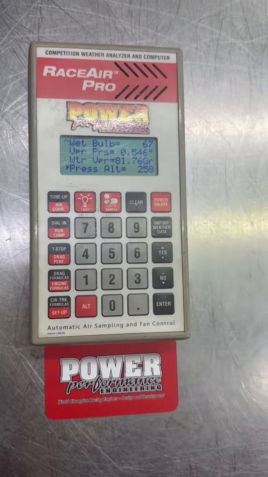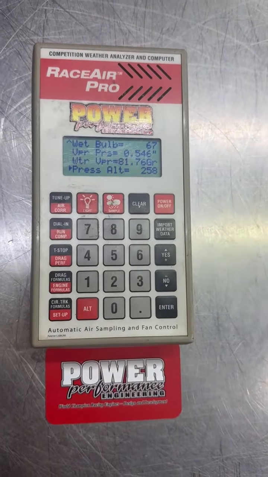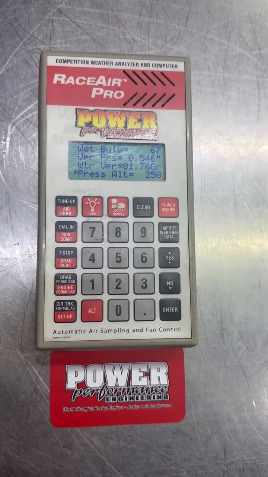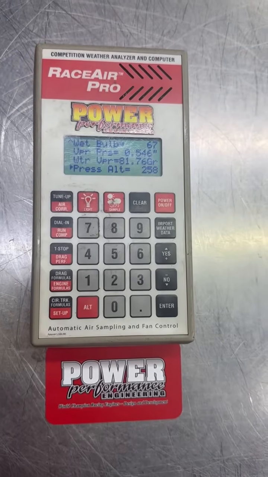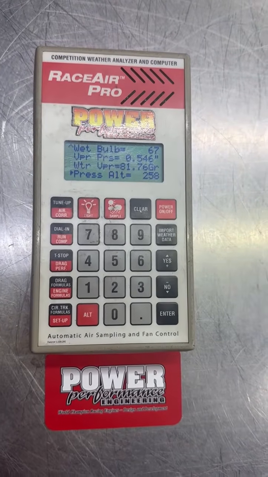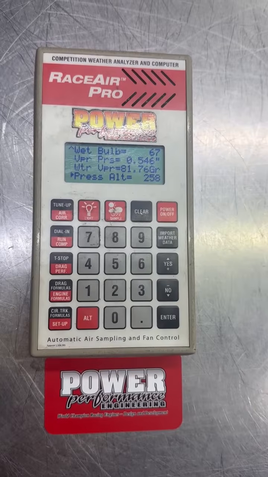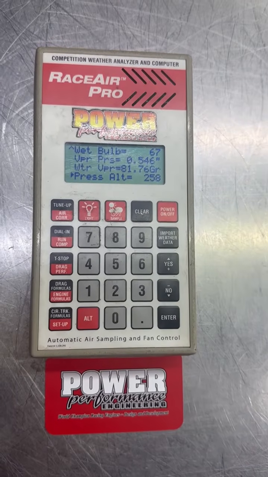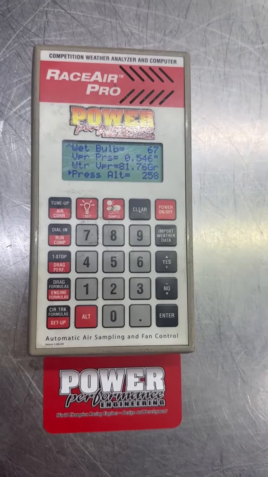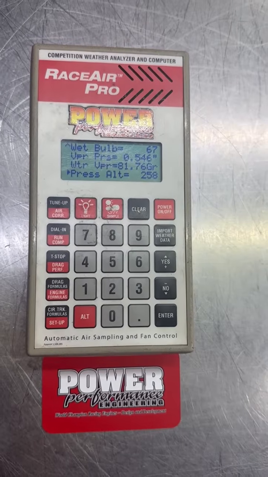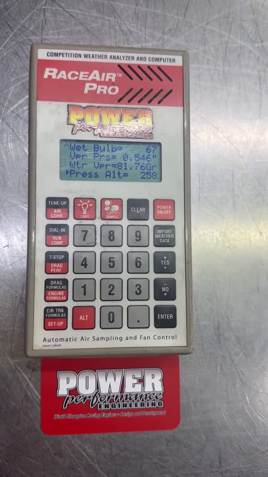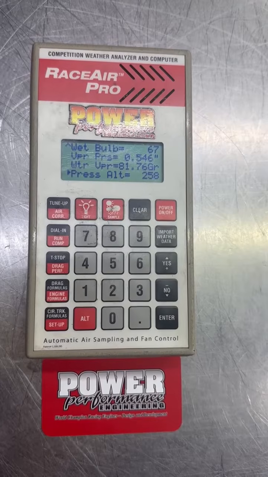So basically, in a nutshell, you have one cubic foot of air. The engines primarily run on oxygen, which is about 20% of the atmosphere. So the more oxygen per given cubic foot, the more power these engines make. All these numbers are trying to equate to how much oxygen the engine is going to breathe, and how much power it's going to make.